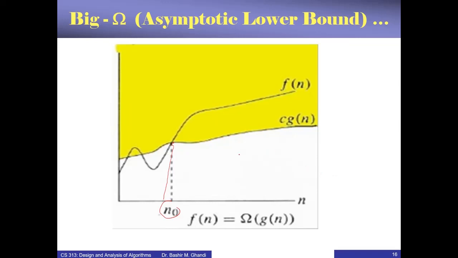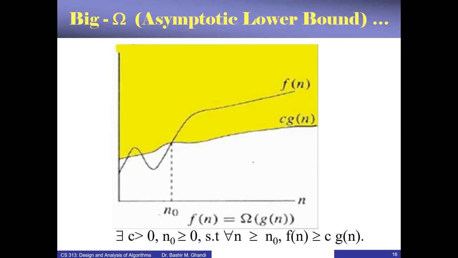All right, f(n) grows at least as g(n). So g(n) or more, but not below. This is the idea. So this is how we define the big omega.